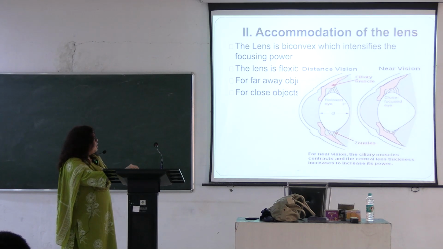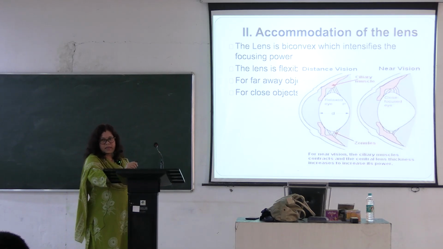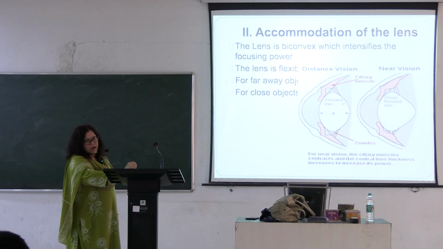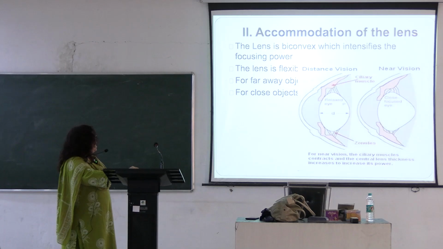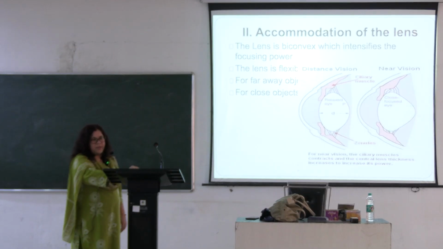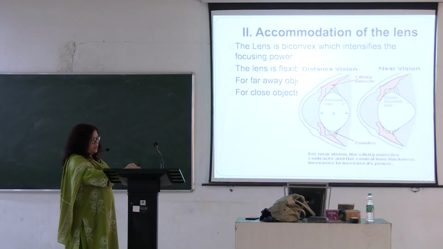When age increases, the elasticity of the lens decreases. That's why as age increases, the accommodation power gradually decreases. It is highest at birth, and at the age of 40 years it is much lower. At birth it is 14 to 16 diopters, but at the age of 40 it remains only 2 to 3 diopters.